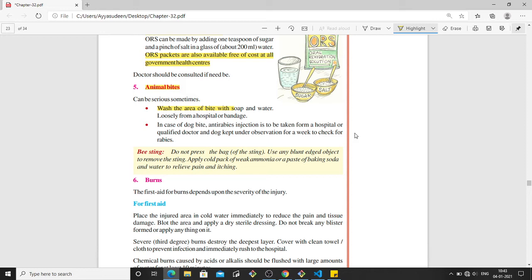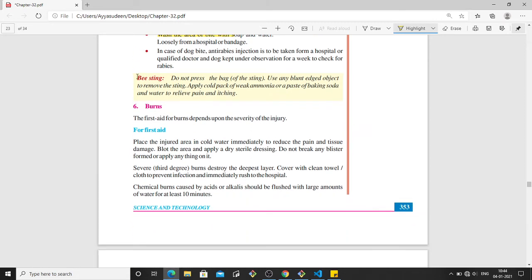Because if the dog is infected with rabies, then it will die within 1 week. Not because it bites, but because of the rabies infection. So the dog has to be kept under observation. Okay, so if it dies within 1 week, then it is known that the dog was infected with rabies. So the victim has to be given proper medication, proper injections. Okay, so what should be done if a bee stings?